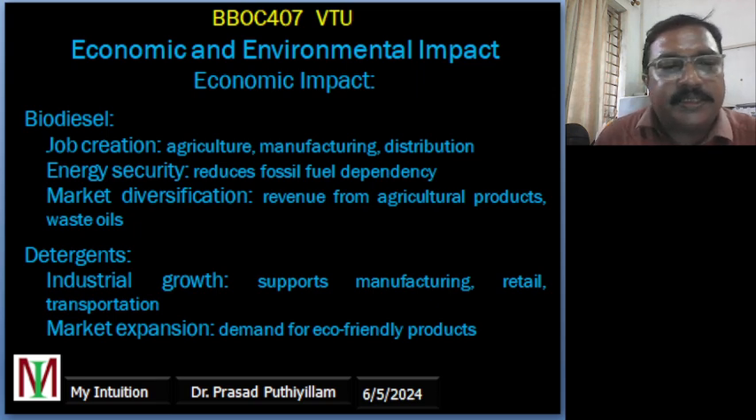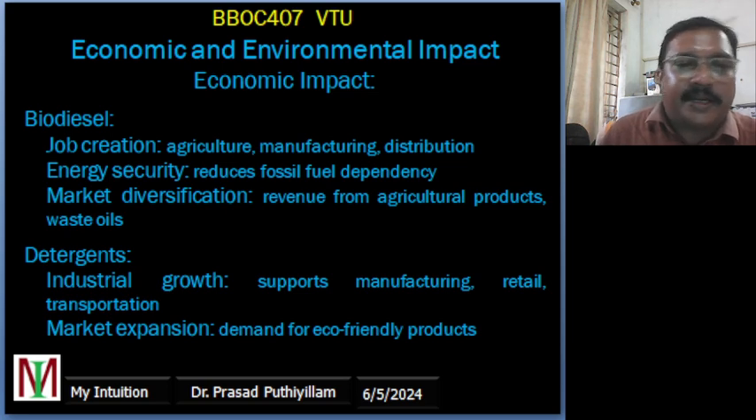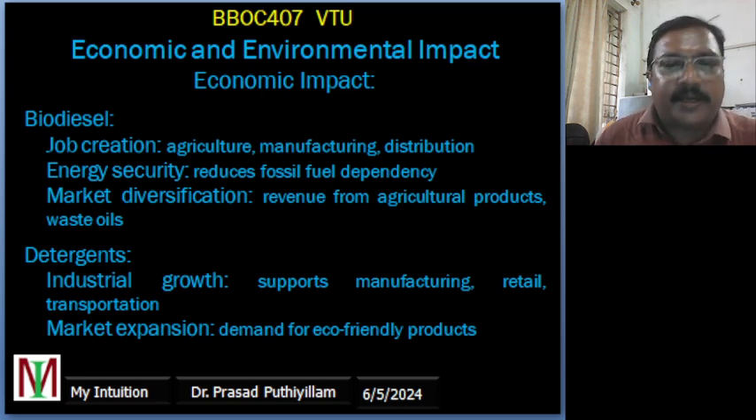In case of detergents, it increases industrial growth. The detergent industry supports various sectors, which include the manufacturing sector, the retail sector, as well as the transportation sector. Then the market expansion: increasing demand for eco-friendly and sustainable products drives the market for lipid-based detergents.